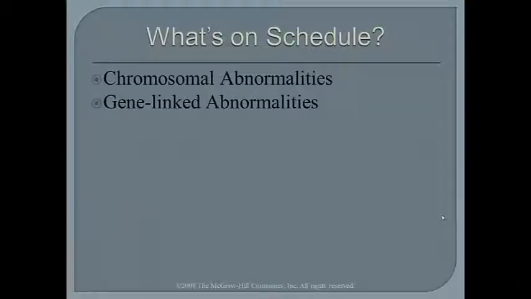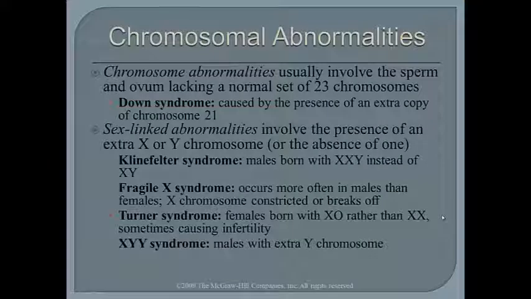During today's lesson, on our schedule, we will be defining chromosomal abnormalities and gene-linked abnormalities. Abnormalities of the chromosomes are a major cause of serious developmental problems. Most chromosomal defects usually involve the sperm and ovum lacking a normal set of 23 chromosomes.